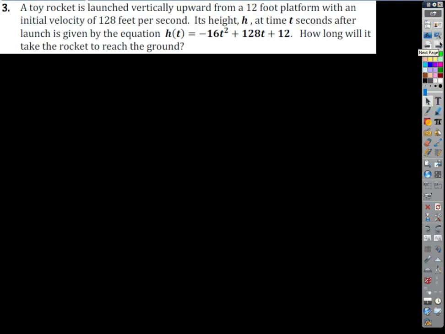All right, what about this one? A toy rocket is launched vertically upward from a 12-foot platform with an initial velocity of 128 feet per second. Once again, they're giving us a model. Height h as a function of time. So h is the output, time is the input, right? Height is output, time is input. Here's our model for that. Okay, notice it's quadratic again. Okay, so let's write that down.